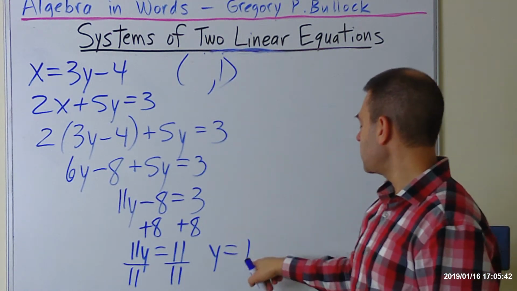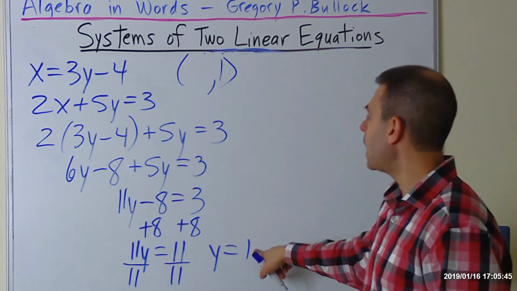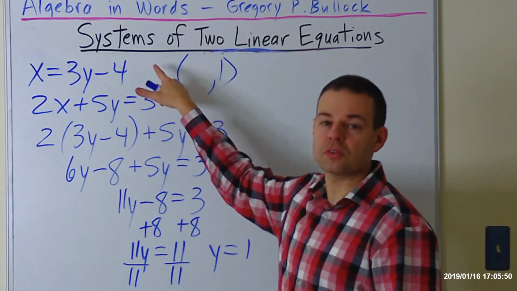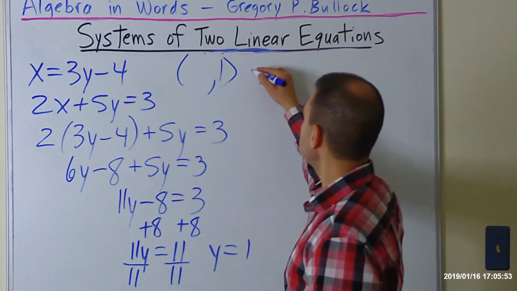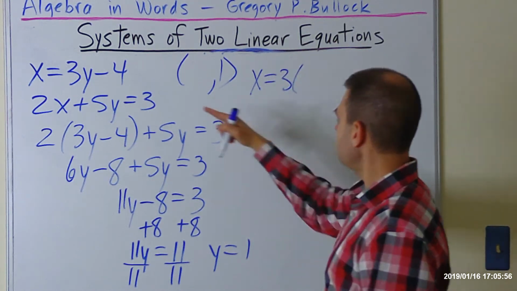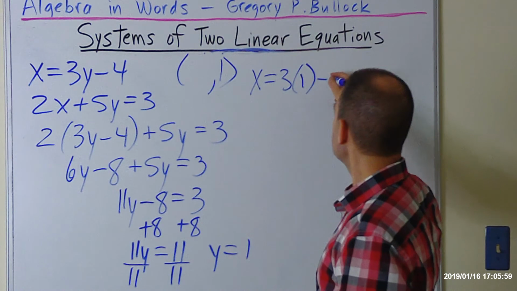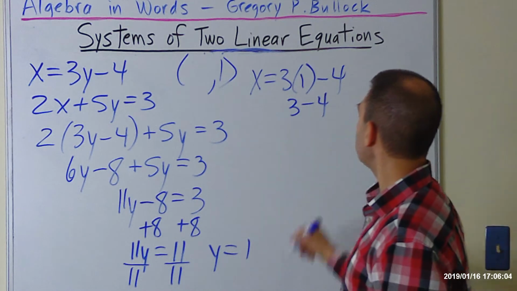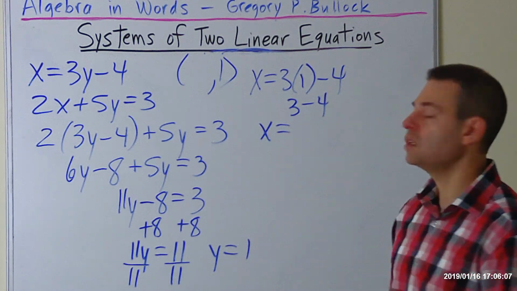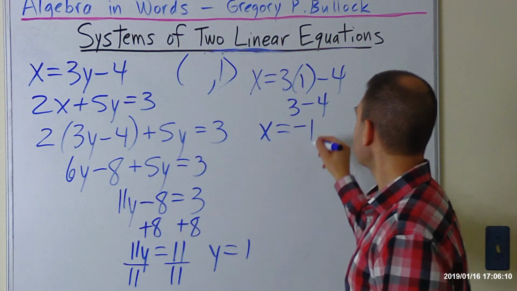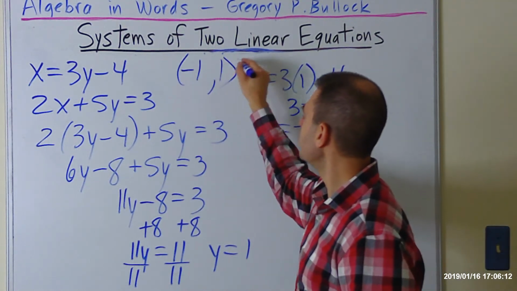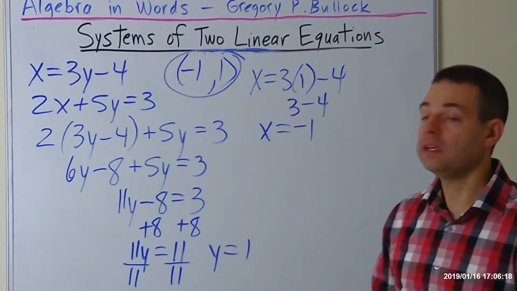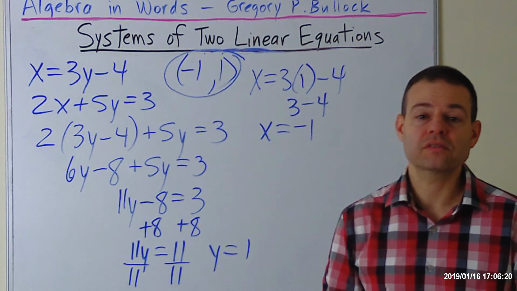We're going to do that by taking y equals 1, substituting 1 in for y, into either of the original equations. I'm just going to randomly choose the top equation. So we're going to write x equals 3, and in for y goes 1, minus 4, and let's just simplify. 3 times 1 is 3, minus 4 is going to give us x equals negative 1. Put the negative 1 into the point, and our final answer is negative 1, 1. And that's the answer to the problem.